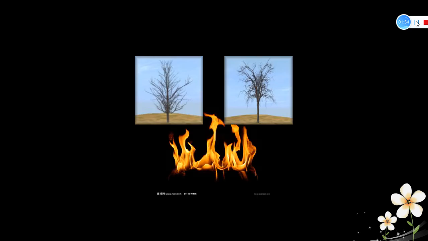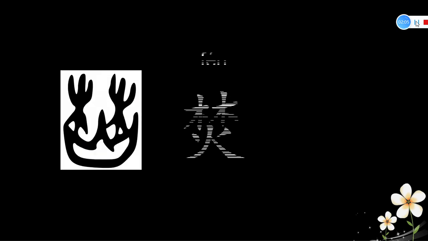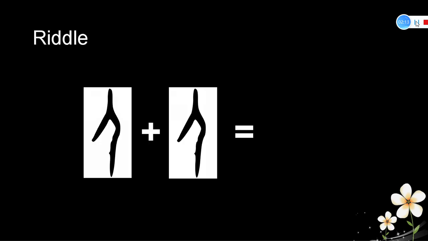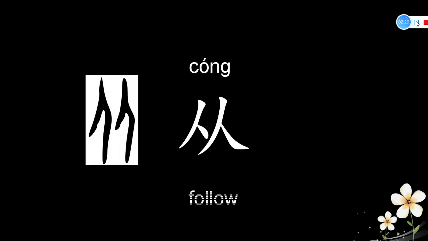Let's take a guess now. What does it mean by putting woods, lin, and fire, 火, together? Yes, a fire in the woods. The character fen means bushfire or burn. What does it mean when two persons, 人, stand side by side? It means follow.